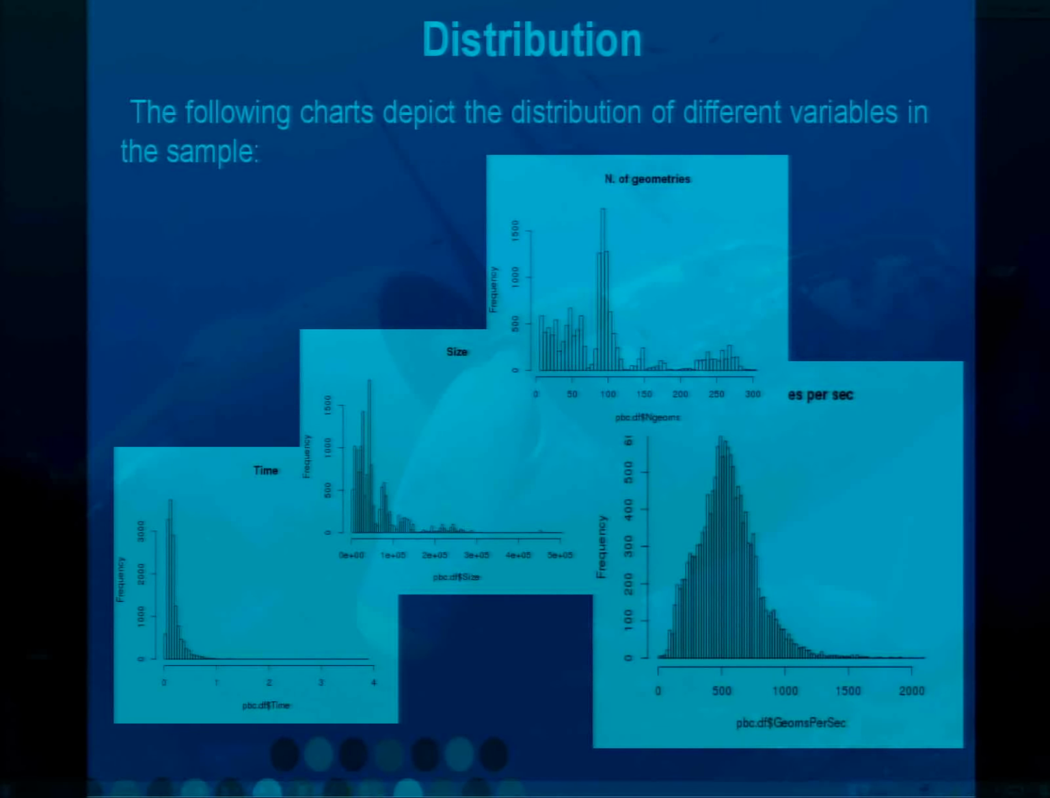And these are a measure of throughput, geometries per second, which is what we are interested in, finally, because we just want to put as many polygons as possible in the shortest amount of time. And this is roughly a Gaussian, which is heartening.